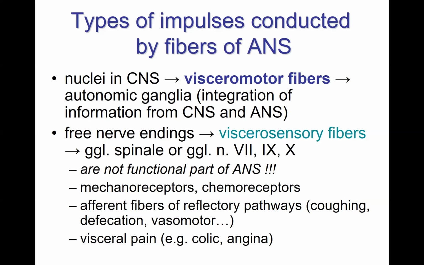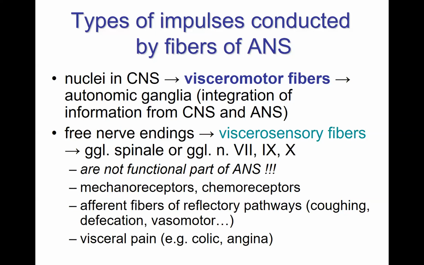So the autonomic nervous system, in comparison to the somatomotor fibers, is slower and more diffuse. So we talk just about these visceromotor fibers, parasympathetic and sympathetic.